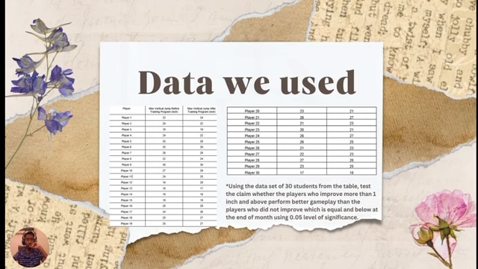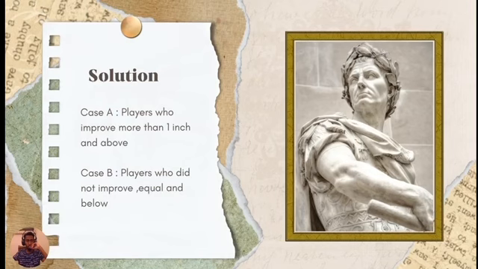Using the data set of 30 students for the table, test the claim whether the players who improve more than 1 inch and above perform better gameplay than the players who did not improve, which is equal and below, at the end of month using 0.05 level of significance. These are the results we're going to get after we do it.